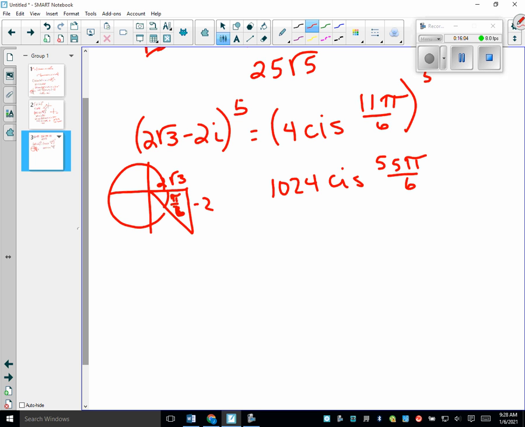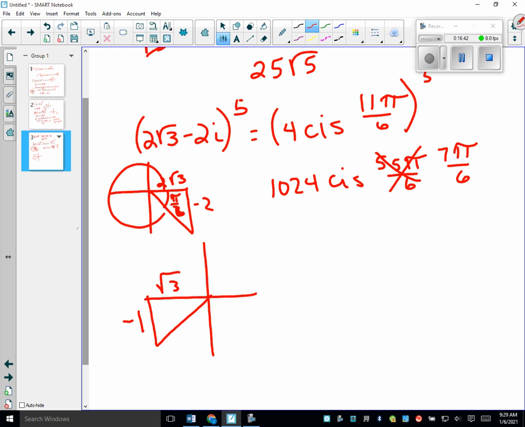Okay, all I did is subtract a rotation. 43 over 6. Subtract 2 again. 7 pi over 6. Much easier to work with. So this is actually 7 pi over 6. Much easier to work with, right? So 7 pi over 6 is in what quadrant? 3. And that makes this -1, this negative radical 3, and this 2.